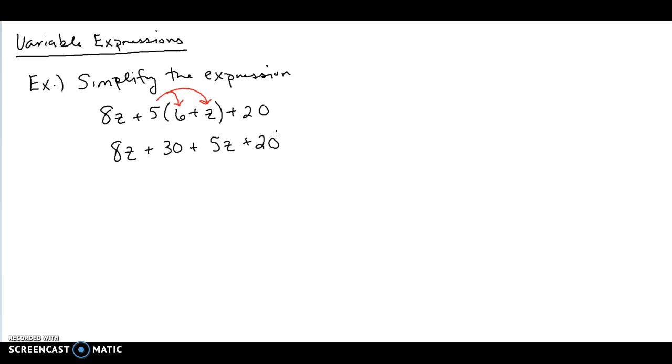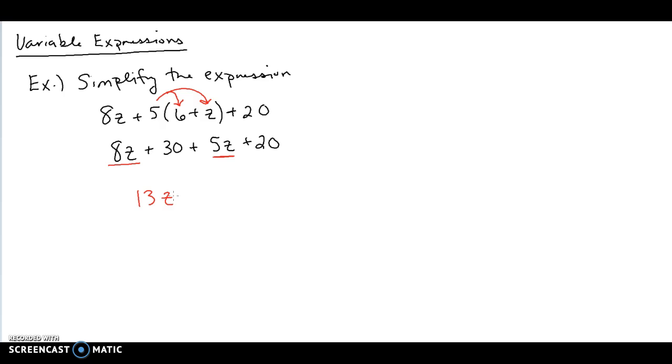So that's what like terms boils down to. We want to get our apples together with our apples and our oranges together with our oranges. If I look at my 8z here, we'll call that an apple. Do I have any other z's? Well, yeah, I've got this 5z. That's another apple. So what's 8z plus 5z? And notice I'm taking the operation in front of it with it. So 8z plus 5z is going to give me a total of 13z. So I've got 13 z's all together.